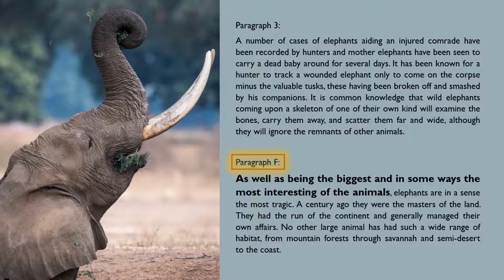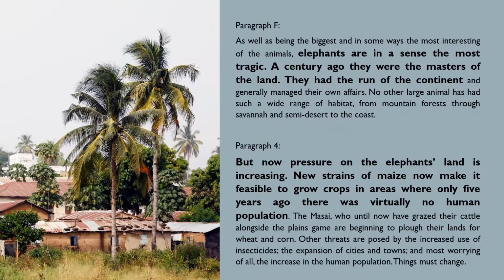There's a clear thematic link between paragraph 3, which describes examples of interesting elephant behaviour, and the beginning of paragraph F, which describes elephants as, in some ways, the most interesting of the animals. There are also clear links between paragraph F and paragraph 4. Firstly, the time frame. Paragraph F talks about the situation a century ago, when elephants were masters of the land. Paragraph 4 contrasts this with the current situation, where agriculture is only one of the factors that has reduced the amount of land available to the elephants.